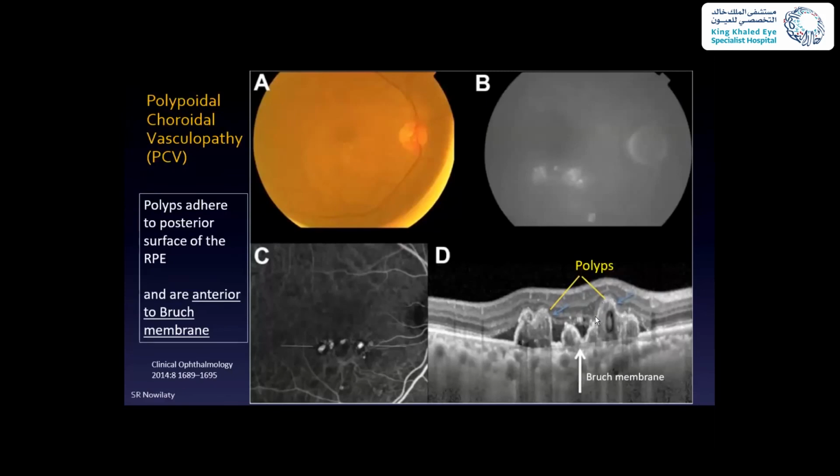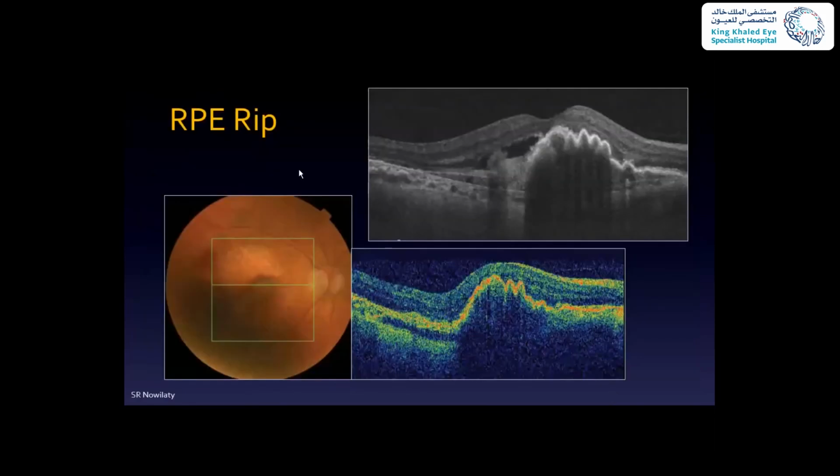Here they are. You've got an irregular pigment epithelium, and you've got all these polyps right there. There's a polyp. Here's another one. Here's another one, and here's another one. They're at the undersurface of the RPE.